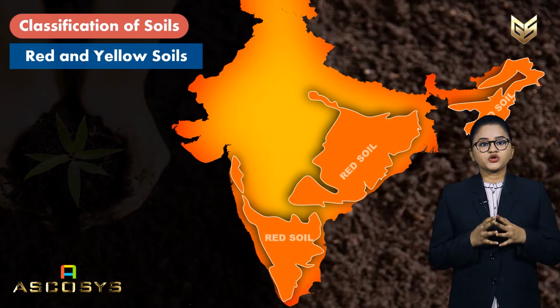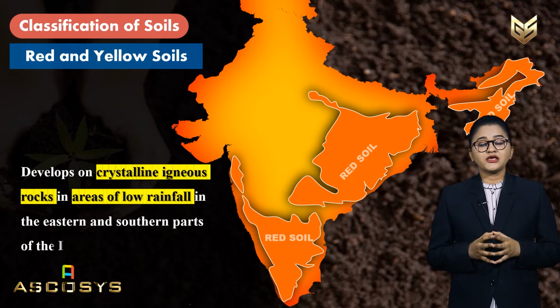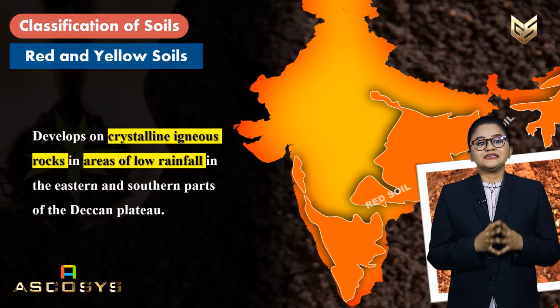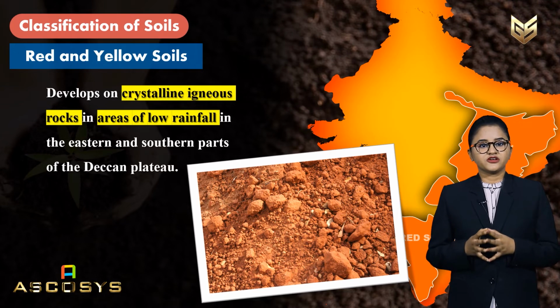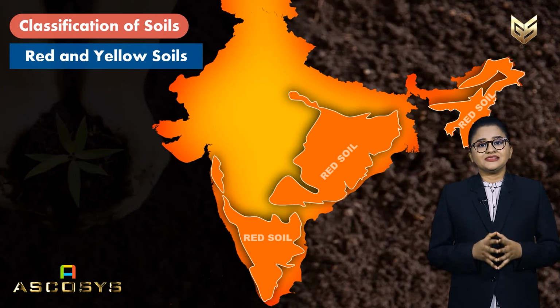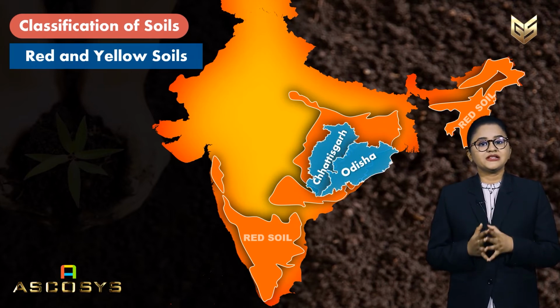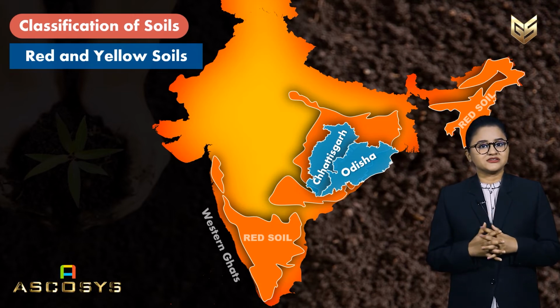They develop on crystalline igneous rocks in areas of low rainfall in the eastern and southern parts of the Deccan Plateau. These soils develop a reddish color due to diffusion of iron in crystalline and metamorphic rocks. It looks yellow when it occurs in a hydrated form. They are found in parts of Orissa, Chhattisgarh, southern parts of the middle Ganga plain and along the Piedmont zone of the Western Ghats.